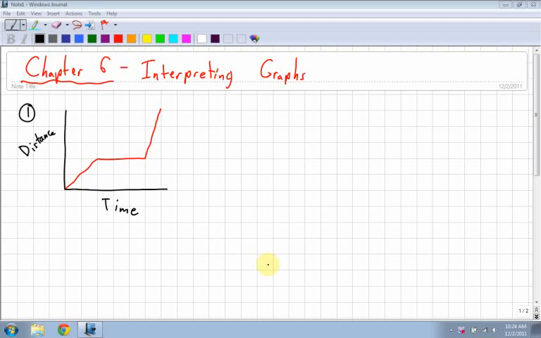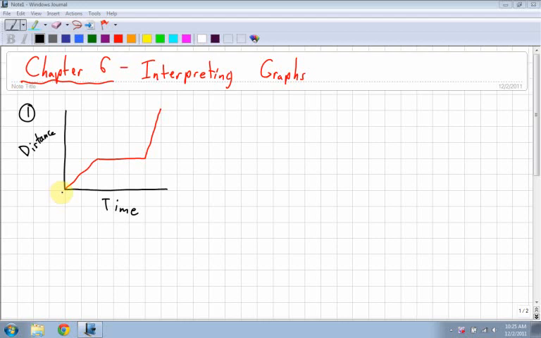So in this example here, chapter 6 is all about interpreting graphs. What you basically have to do is look at the graph and try to figure out what's happening in this graph. For example, the first one I have written here is a distance versus time graph. These graphs are usually used in physics. You'll see them a lot next year in grade 11 physics, if you take it, and in science as well.